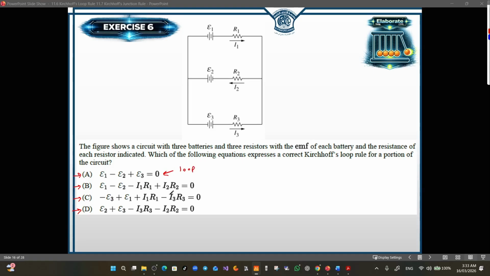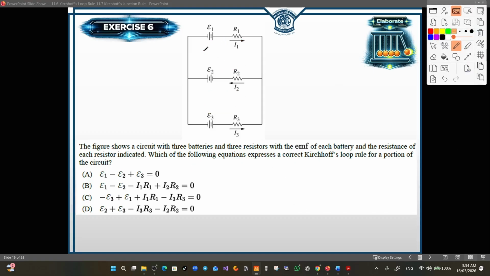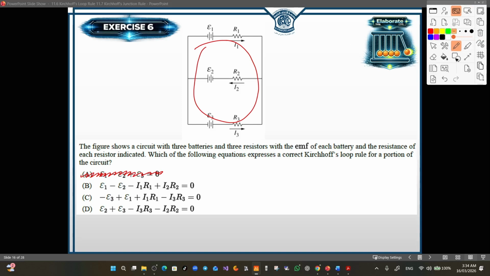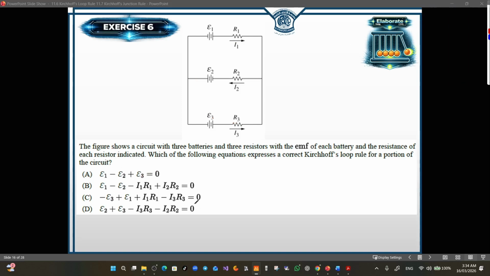Now, since we are talking about loops, the possible loops here are this loop, this is the first loop, this is the second loop, and the last loop will be this one, the large loop. But as you can see, all of these loops contain resistors. A does not contain any resistance, so it cannot be A. Now, what about the other possible solutions? We need to evaluate each one of them independently.